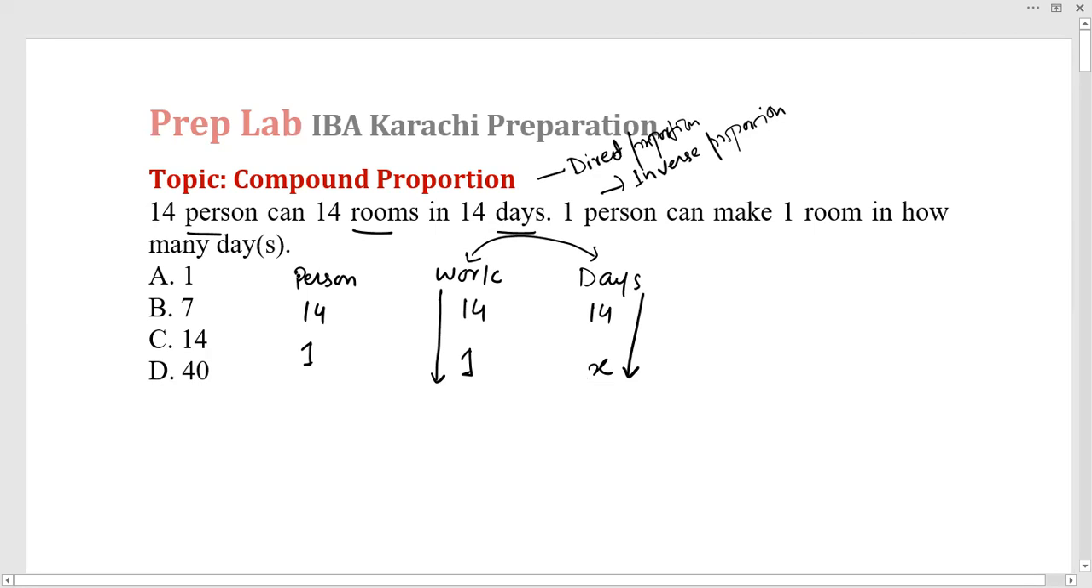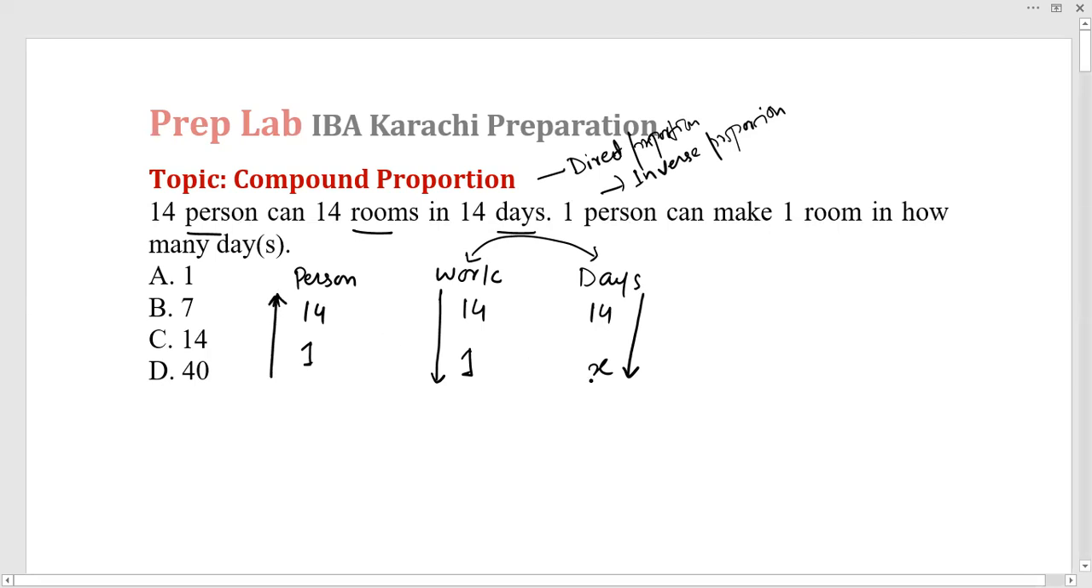Now, whenever we write it down, we don't have to work out the relationship of rooms and days or person and days again and again. We know that days and work are always in direct proportion. Now, days to person. When the number of persons increases, fewer days are required to complete the same work, right? When the number of persons decreases, the number of days will increase to complete the same work. So days and person will always have an indirect relationship, meaning inverse proportion. So the arrow will be opposite to each other.